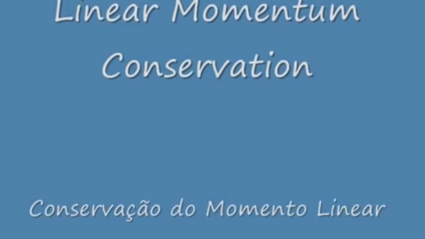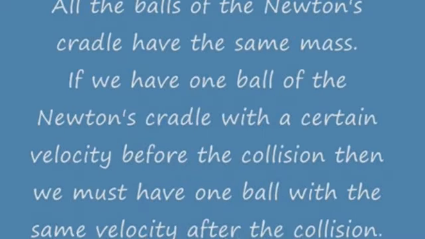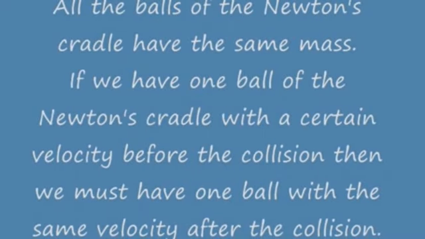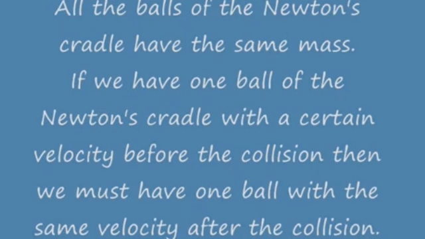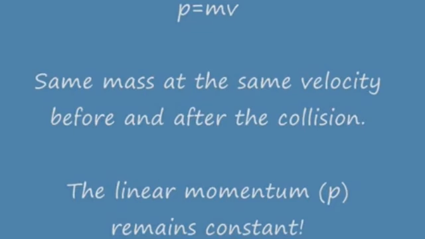Here is an interesting activity with Newton's cradle. All the balls of the Newton's cradle have the same mass. If we have one ball of the Newton's cradle with a certain velocity before the collision, then we must have one ball with the same velocity after the collision. Let us see. This is the cradle. Here one ball has a velocity, same mass, at the same velocity before and after the collision. What if two balls collide?